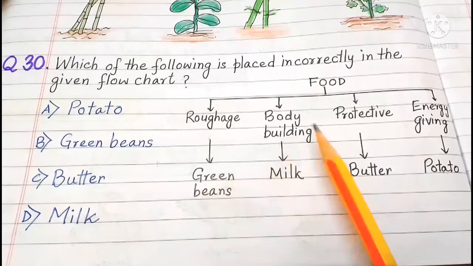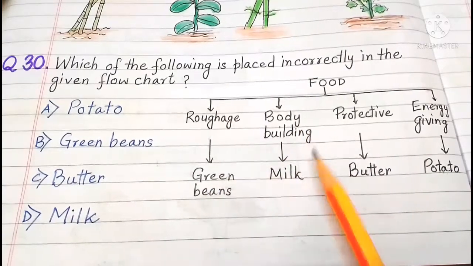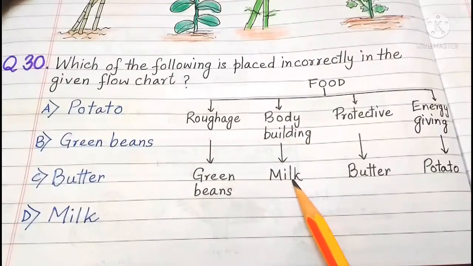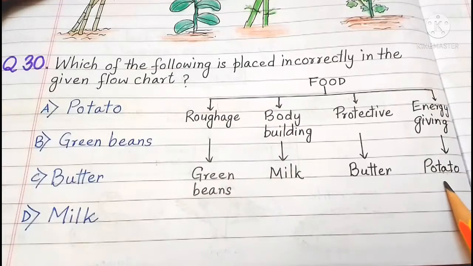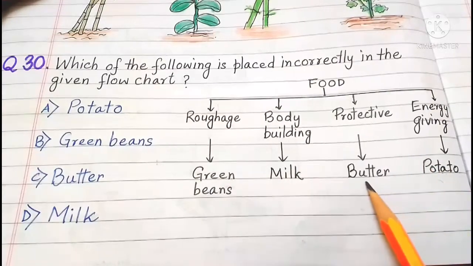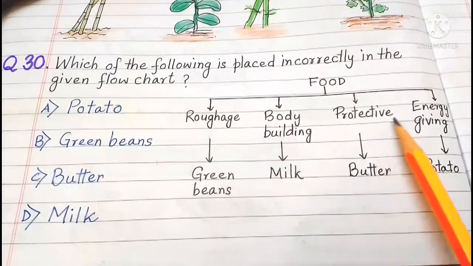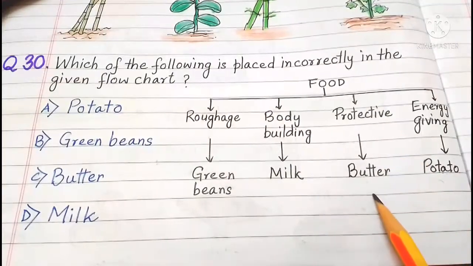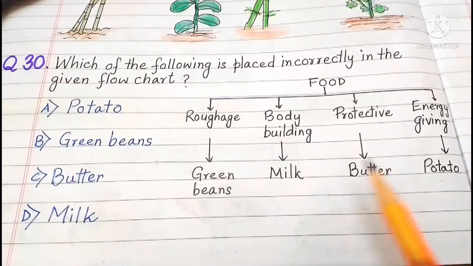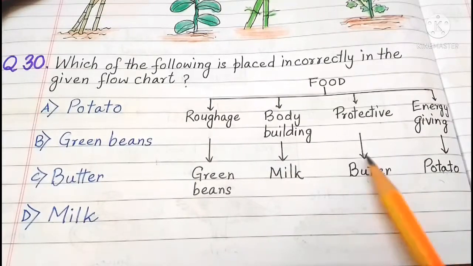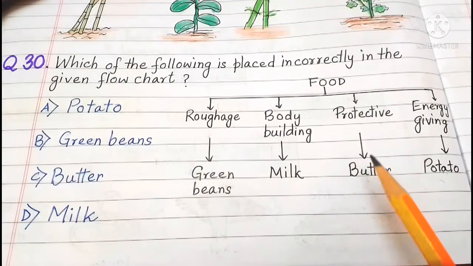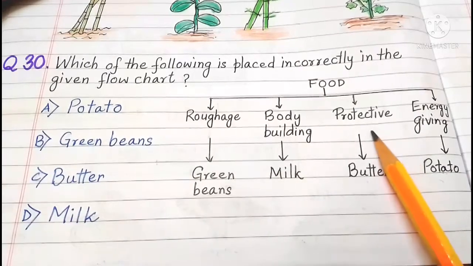It's fantastic. Then bodybuilding food, it is milk. Yes, milk is also bodybuilding food. Then energy giving food is potato. That's also true. Only butter, I find that it is not protective food. Butter can be categorized into bodybuilding or energy giving. Okay, butter is oily stuff. It has fats. Okay, so butter is not a protective food.